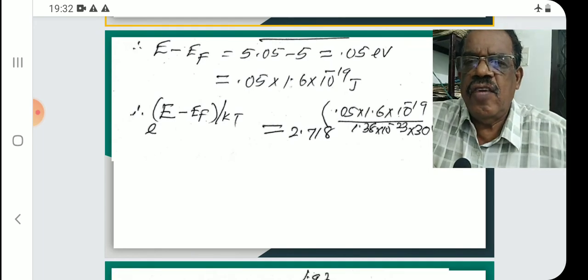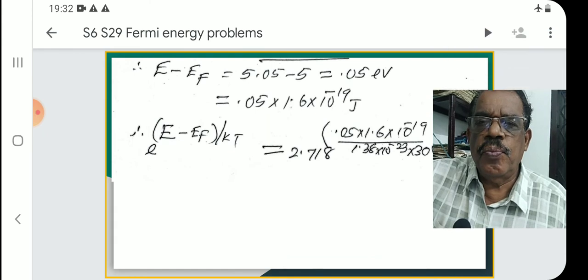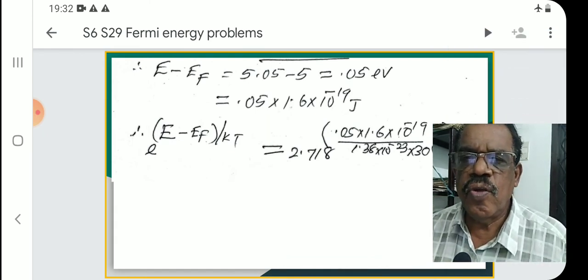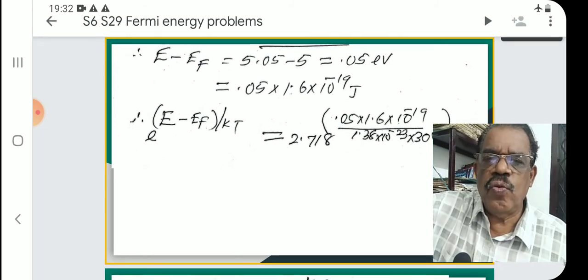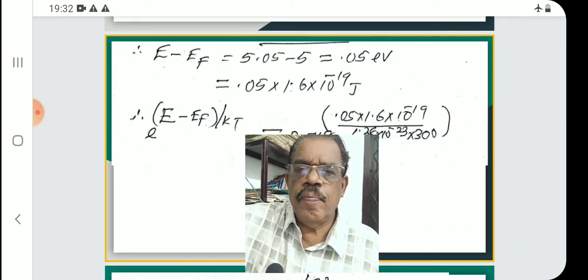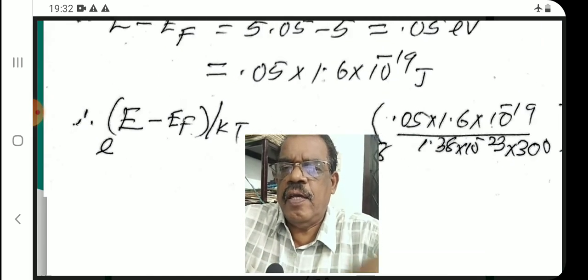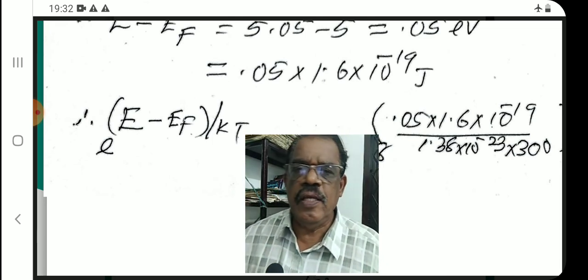Therefore, E minus EF is equal to 5.05 minus 5, which is 0.05 eV, converted to joule: 0.05 into 1.6 into 10 raised to minus 19. So we calculate the term in the probability relation. In the relation for F(E) there is a term e raised to (E minus EF) by kT.